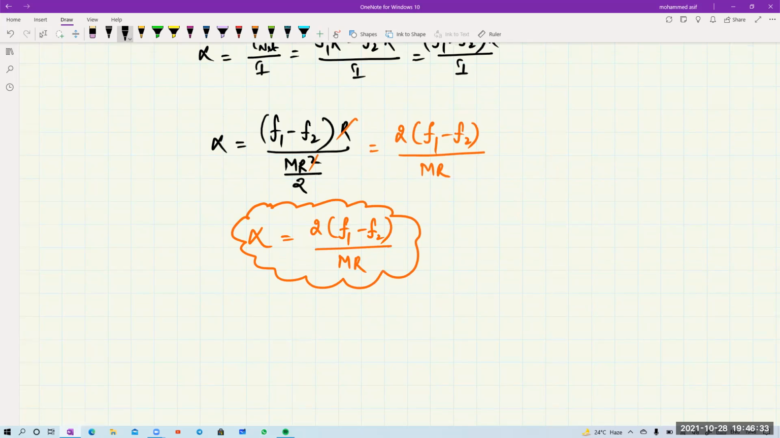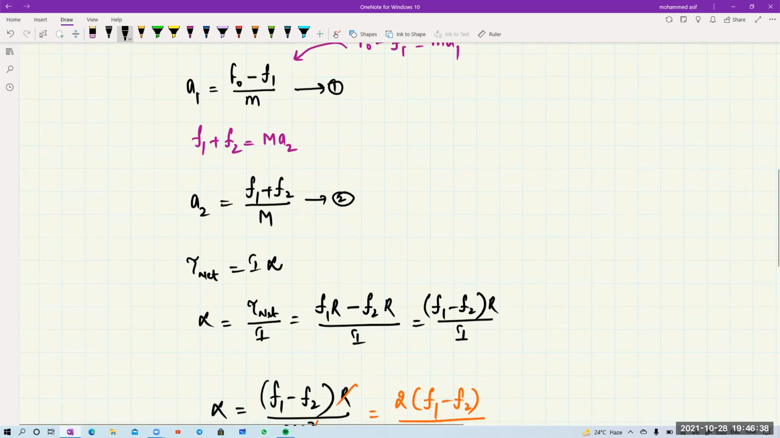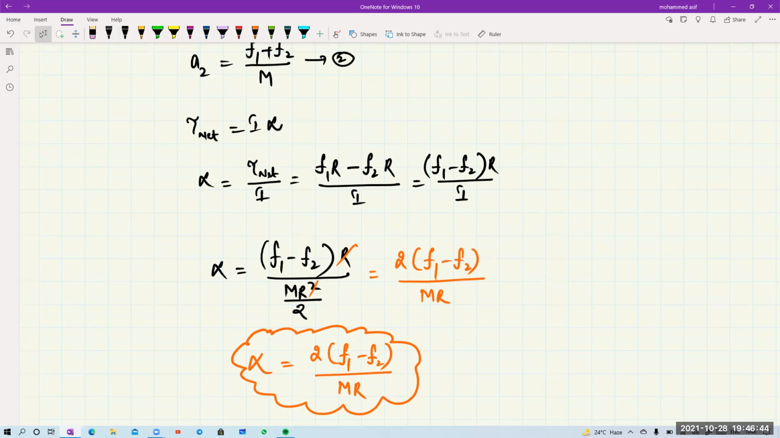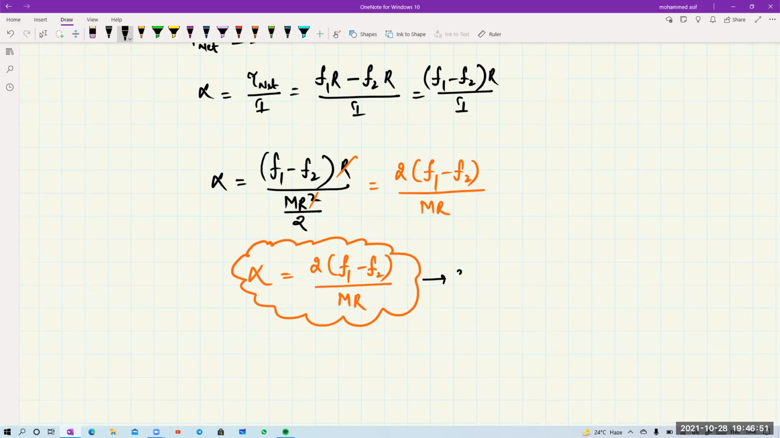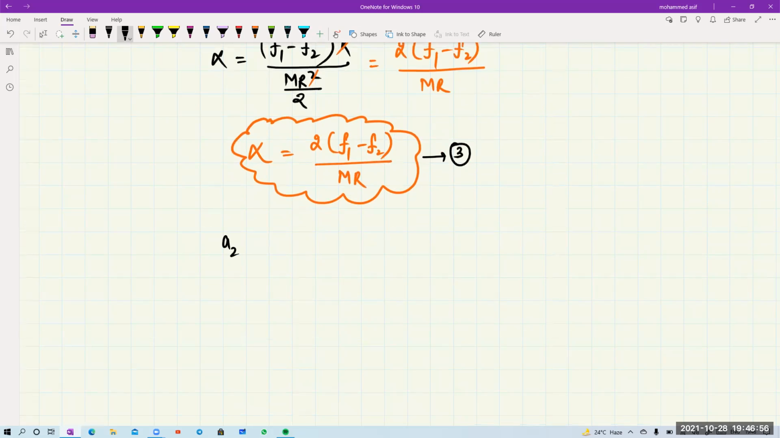Okay, now how many equations did we get? This is equation number 1, this is equation number 2, and this one is equation number 3. The alpha value we just got, I'll take as equation number 4. Now A2 will be equal to R times alpha, isn't it? That means R into the alpha value, which is 2 into (F1 minus F2) divided by capital M into R.